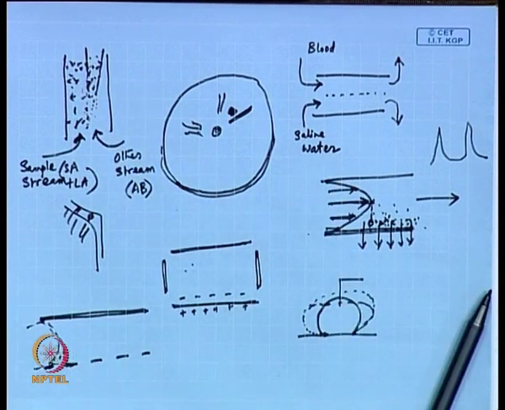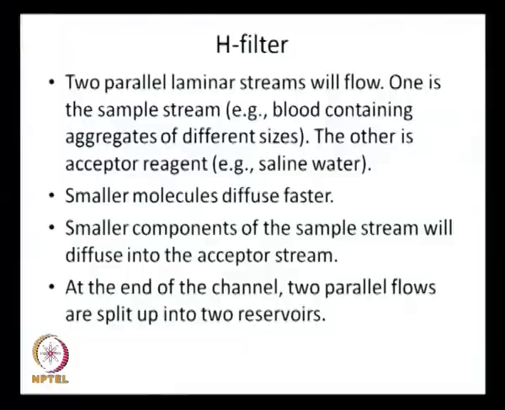So, I said at the very outset that these laminar flow and diffusion between two parallelly flowing layers would be used in several elements of these microscale devices, and they do a very unique and very useful job.